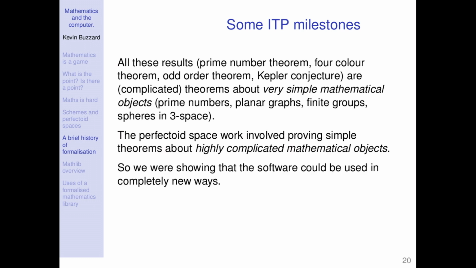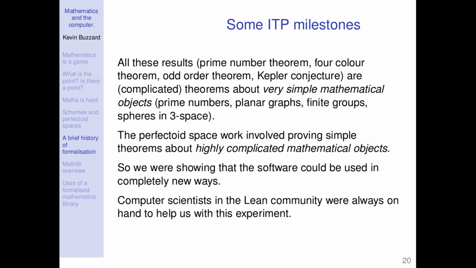And this is why I think the computer scientists were excited, because we seemed to be using the software in a new way. And as I say, whenever we got stuck, the computer scientists helped. The Lean online chat room is a beautiful blend of mathematicians and computer scientists finding common areas of interest and thinking about the same question in different ways. And yeah, it's a nice place for synergy.